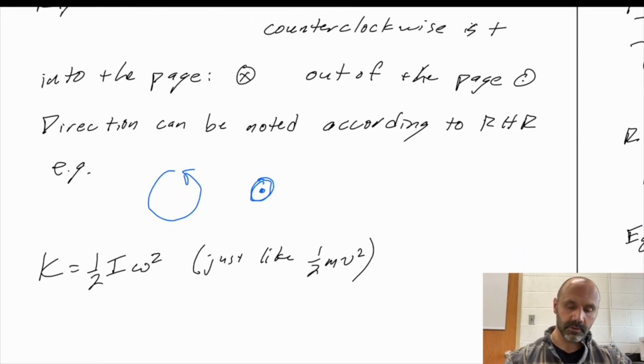Kinetic energy. Just like we have 1/2 m v squared for linear translational kinetic energy, K is 1/2 I omega squared. M and v just get replaced with their rotational correspondence.